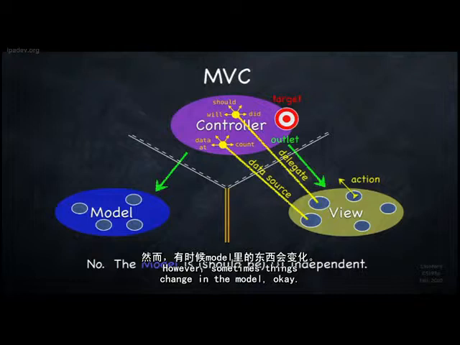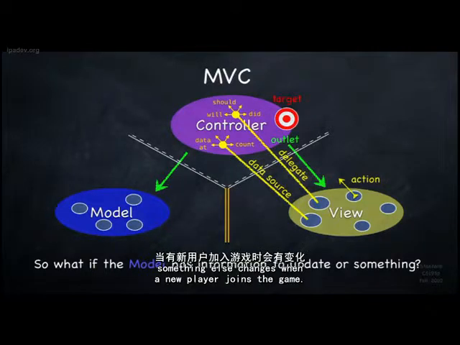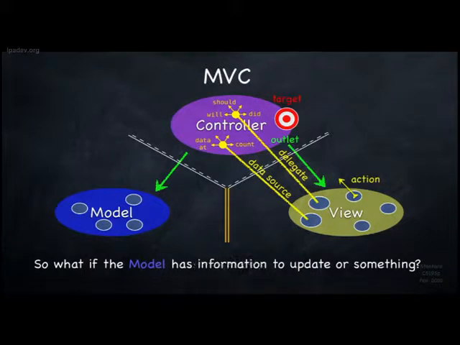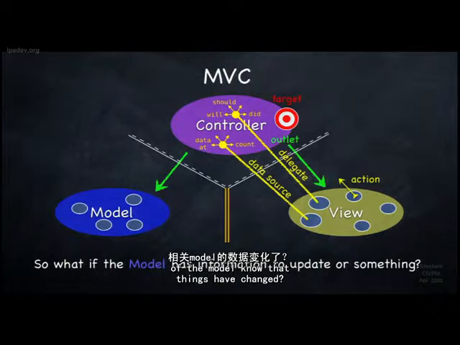However, sometimes things change in the model. Okay, a spaceship moves, or it gets blown up, or something else changes. A new player joins the game. So what happens? How do we let the controller know, or let the UI of the model know that things have changed?